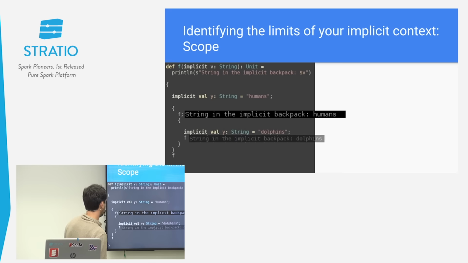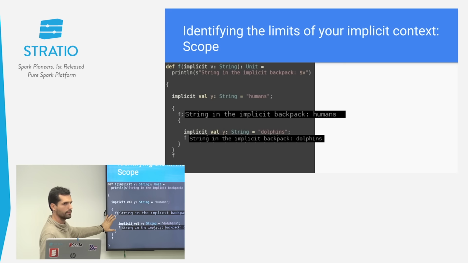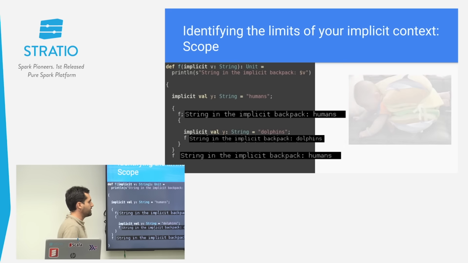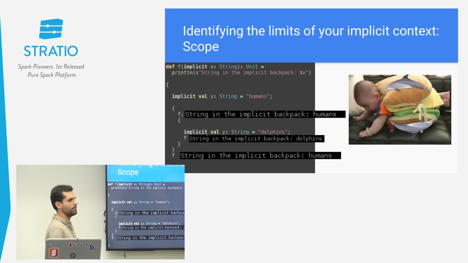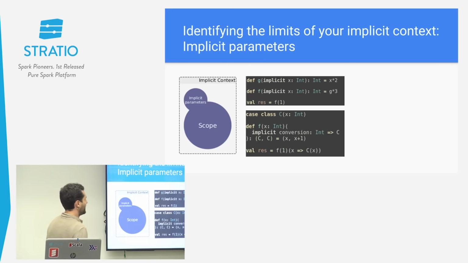And there is a third call. This one is interesting. We define dolphins within this scope, just this scope, and then we get out of it and call f again. Remember, this call to f is in the same scope as the definition of y. So what will we get now? Obviously, humans. It's like a sandwich of dolphins and humans. Yes, it's a sandwich, isn't it? And that's the same with the scopes.